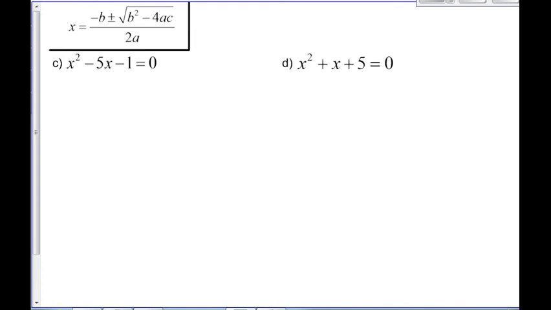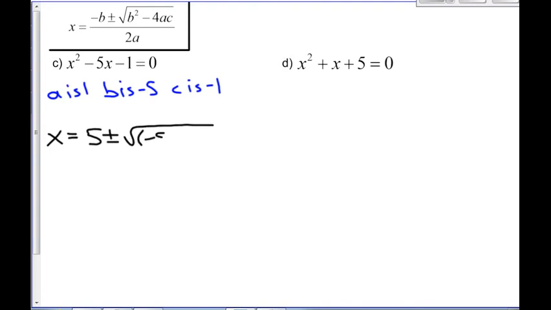So here we've got one that wouldn't be factorable. We'd have an a value of 1, we'd have a b of negative 5, and a c of negative 1. Let's put all that stuff in. So x equals negative b, so negative negative 5 would be positive 5. Plus or minus the square root of negative 5 squared minus 4 times a times c. I guess we won't really need our calculator here. All over 2 times a.